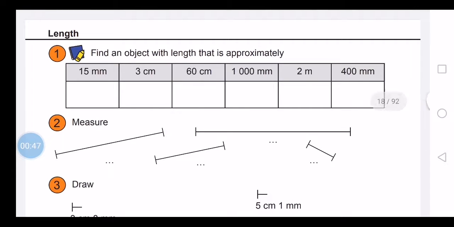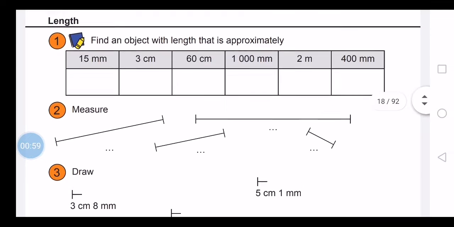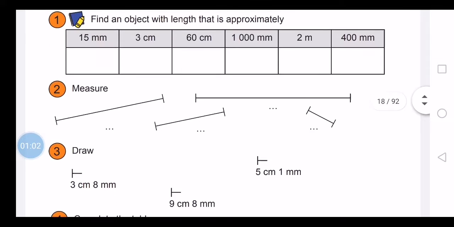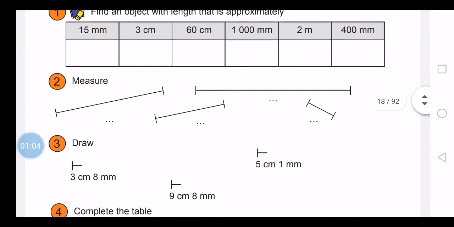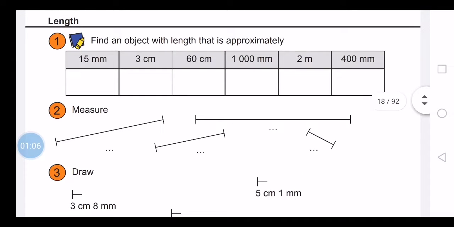Then 60 centimeters. 60 centimeters would be twice the length of a long ruler, okay, because a long ruler is generally 30 centimeters. 1000 millimeters, think how many meters that would be or how many centimeters that would be. See if you can work it out. Then we have 2 meters and then we have 400 millimeters.